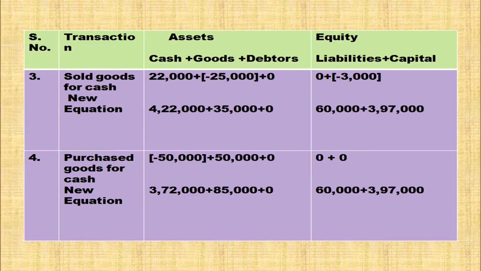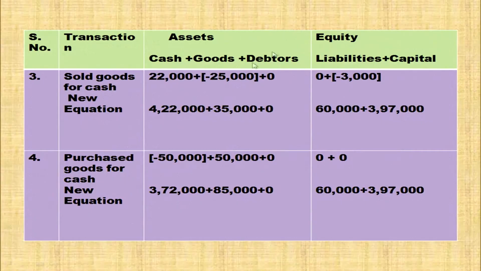It will be deducted from the capital. And from the earlier accounting equation, when we deduct, we get the new accounting equation as 4,22,000 cash, 35,000 goods, and on the liability side, the earlier 60,000 liability plus capital 3,97,000. On both sides, the total is the same.